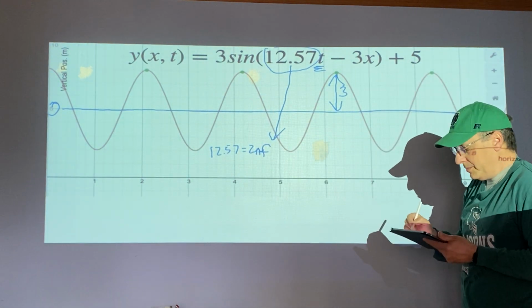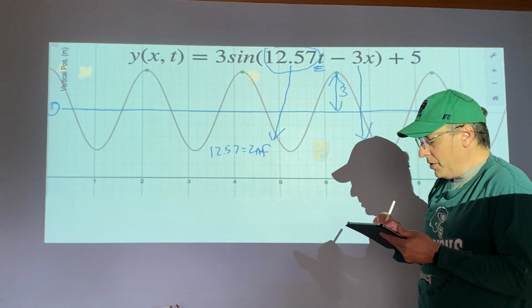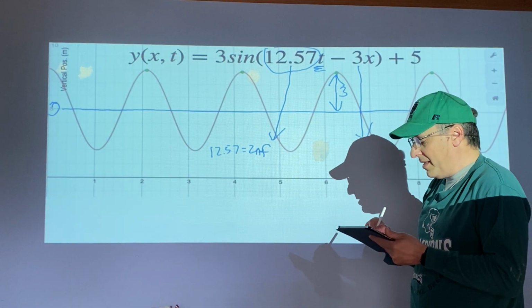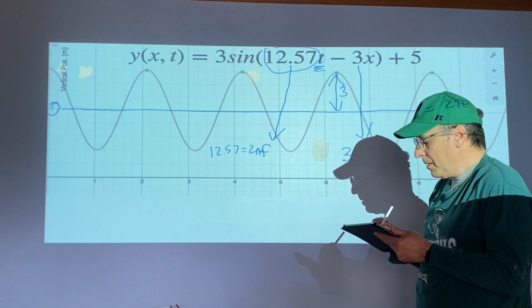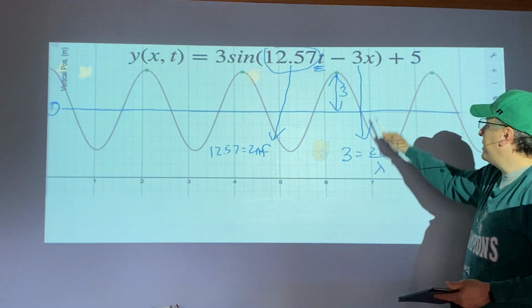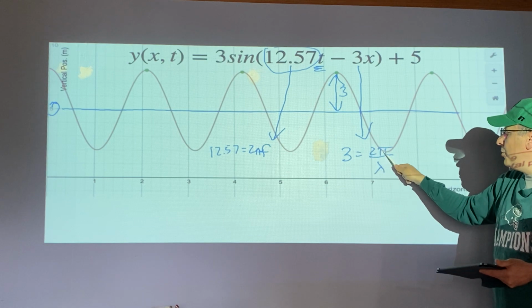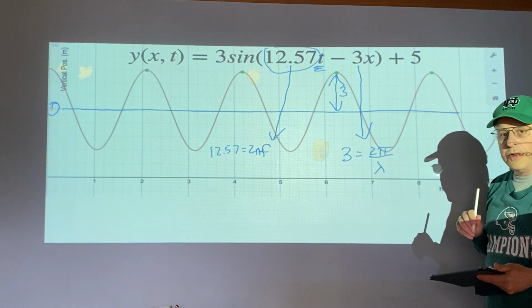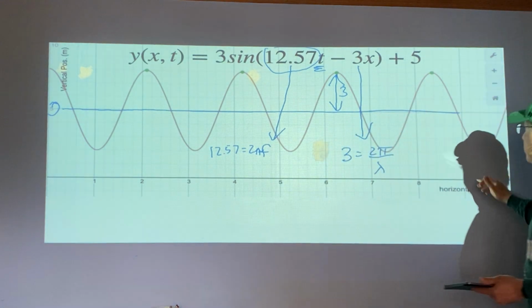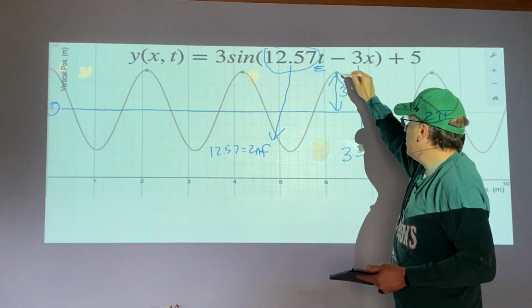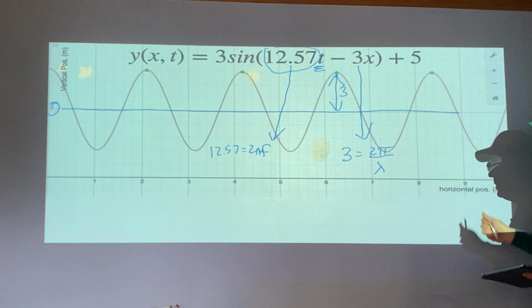This number is going to tell you the wavelength. And this time what you do is you get that number, you put 2 pi, and you solve for the wavelength. And again, the wavelength is the distance from peak to peak when you're looking at horizontal position.